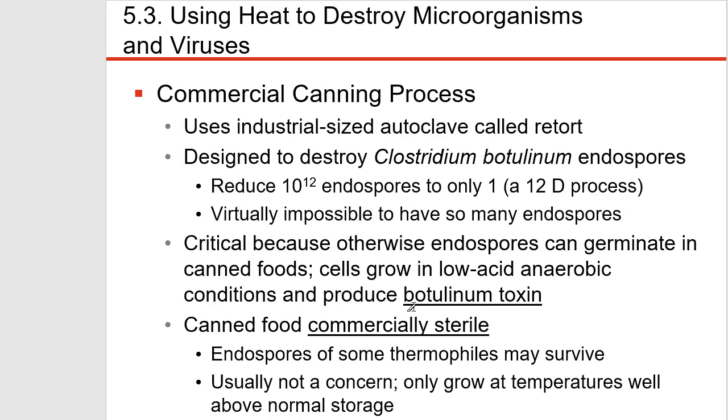Commercial canning. All right, so they use an industrial size autoclave called a retort. And why they have this is to destroy something called Clostridium botulinum. Now, this is the same thing that we use for Botox. Yes. So we want to get rid of endospores. Next time you all go to the grocery store, I encourage you to look at a jar of honey. There is a warning on the honey that says, please do not give to children under 1 year of age.